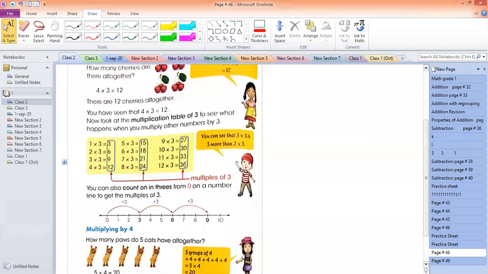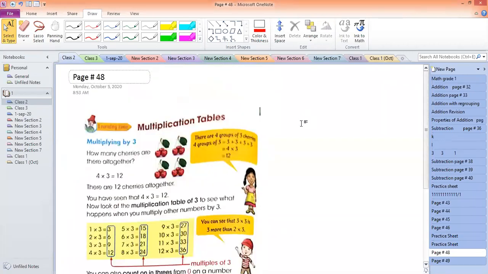And we can also find this with the help of a number line, 0 to 10. If I count 3 from 0, 3, then 6, and so on, I can add and find this out. But the important thing you should remember is that you should know the tables. So if I write a table of 3 for you, you should know it.